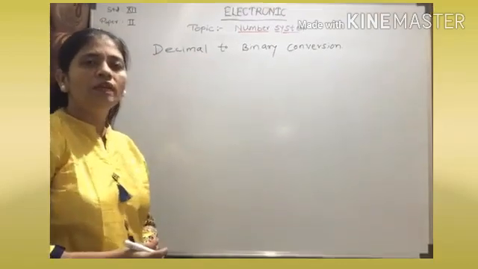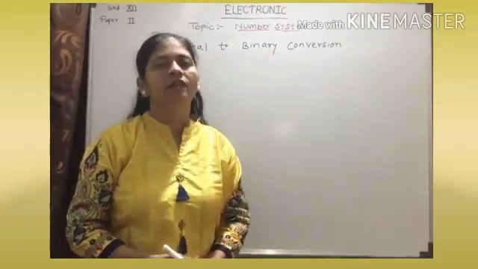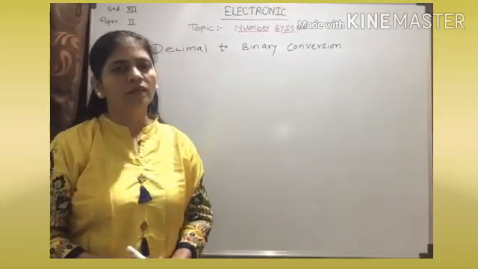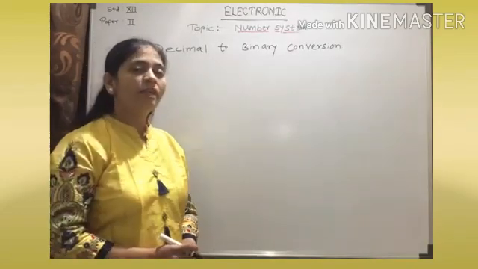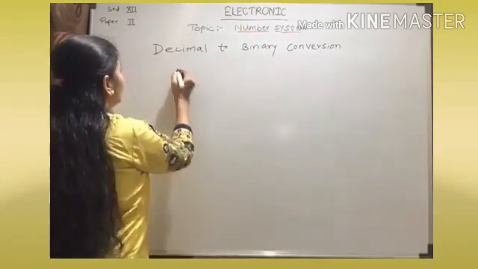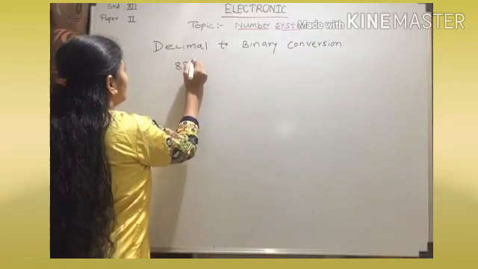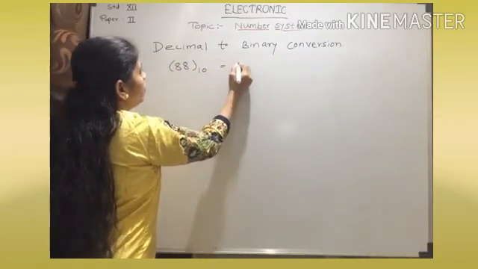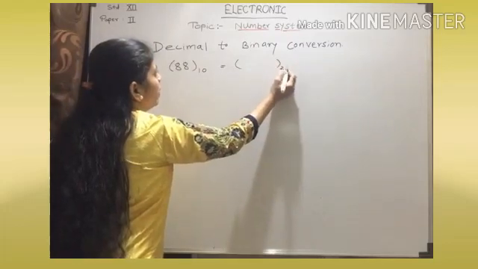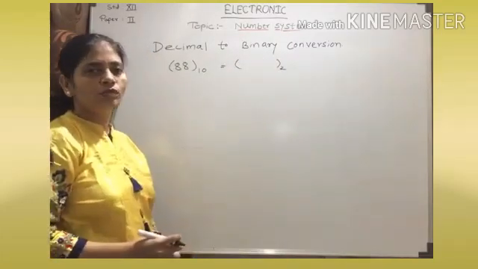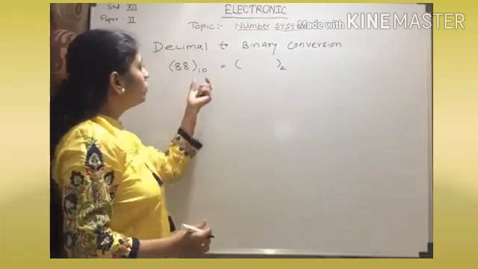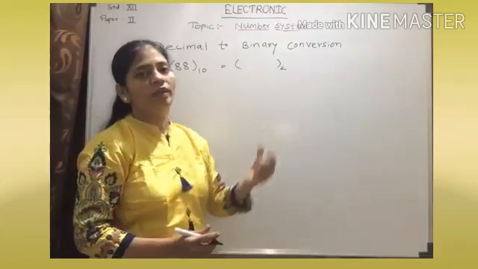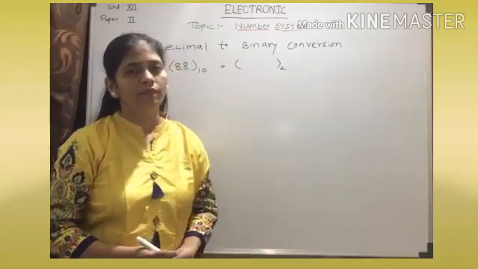As we know, in a decimal number the radix is 10 and in a binary number the radix is 2. So let's take one example. This is our decimal number, its radix is 10, and we have to convert this number into binary, which has the radix 2. To convert this decimal number into a binary number, we have to use the double-double method.